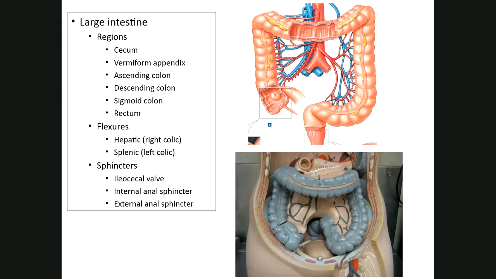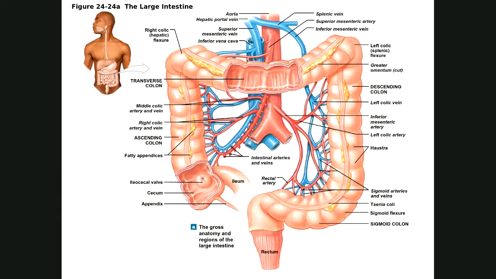That, of course, attaches to the large intestine, and so you have a lot of different features you want to identify in the large intestine. This is a great picture for that, where you can see a lot of the different structures from the ileocecal valve to the cecum, to the ascending, transverse, descending colon, all the way to the rectum. Different flexures, right and left flexures, which you can see in those pictures as well. So that's a really nice picture for all the different structures of the large intestine.